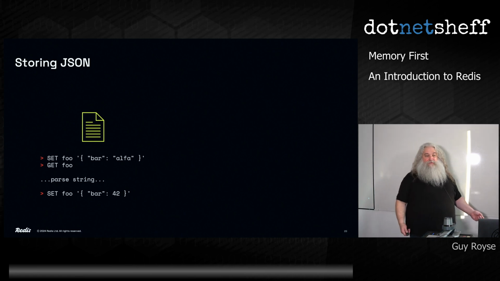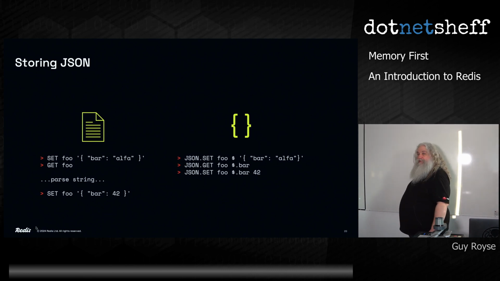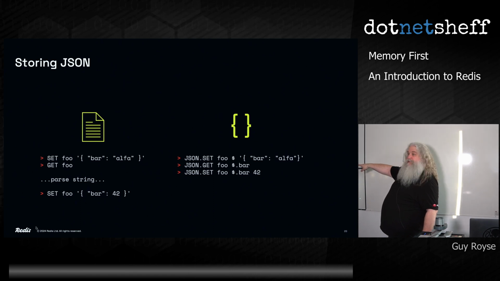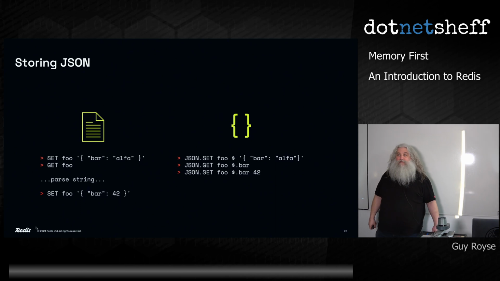The JSON data type solves this by allowing me to manipulate the JSON at an individual level. So instead of having to read the entire JSON string and parse it on my side, I send the JSON string into Redis, and then it parses it into a tree, and then I issue commands to query and modify that tree, and each command is atomic. So here I'm setting a simple string of foo to the root of the JSON document. It's got bar alpha. And then I can say JSON.get from foo, $.bar, and that will just return the string alpha. Yes, sir?